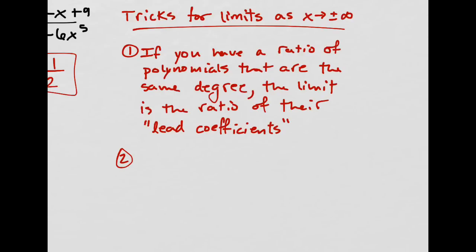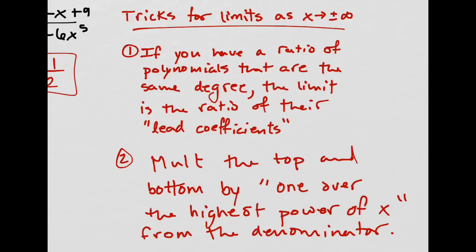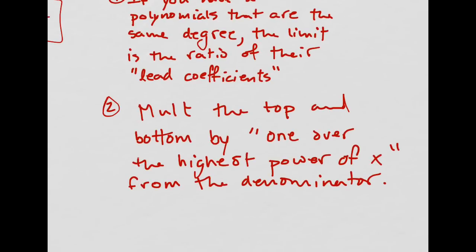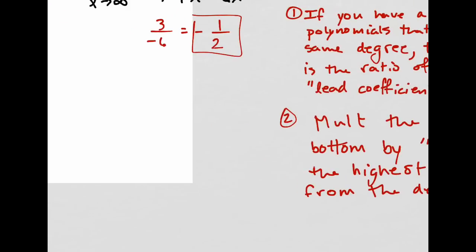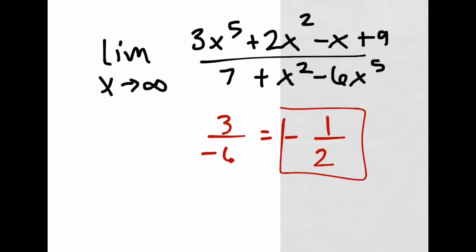Multiply the top and bottom by 1 over the highest power of x from the denominator. This is kind of confusing the way I've worded it, but we're multiplying the top and bottom by the same thing, so we're actually multiplying by 1. And what are we multiplying by? By 1 over the highest power of x from the denominator. So let's take a look back at our problem.